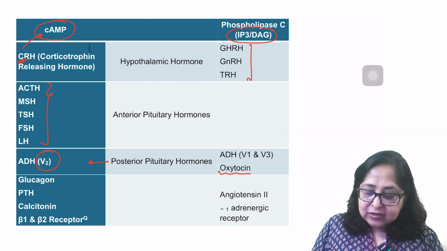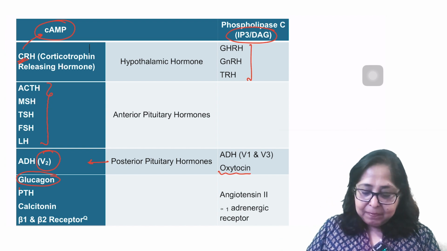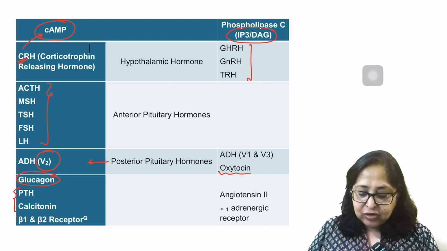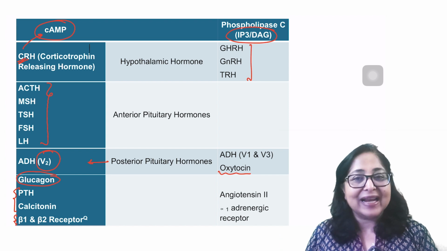For glucose metabolism, glucagon, insulin, remember, does not need a second messenger. Parathormone and calcitonin for calcium metabolism. And adrenergic response, beta 1 and beta 2 adrenergic response, they all use cyclic AMP.